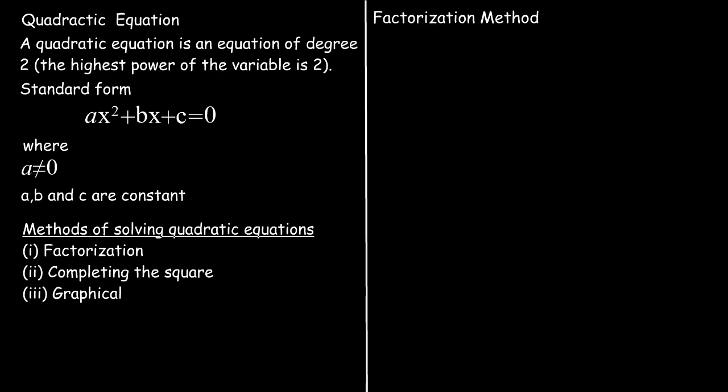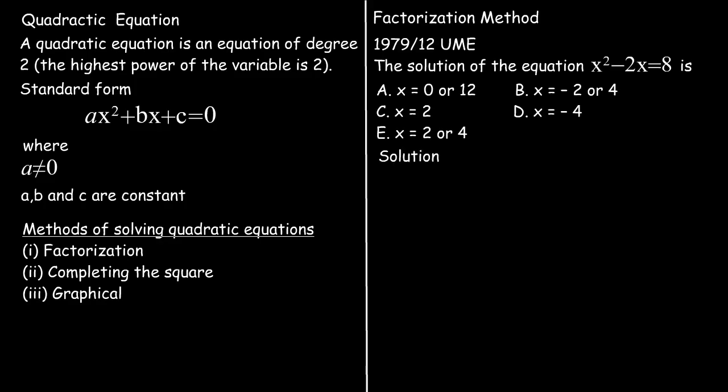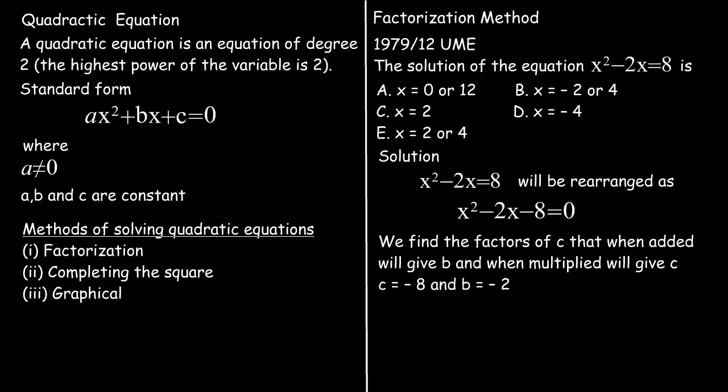Now for the factorization method, we have an example from UME 1979. It states that the solution of the equation x² - 2x = 8 is, and we're given the options. For the very first part of our question, we'll be arranging it to fit the standard form of a quadratic equation. So x² - 2x = 8 will be rearranged as x² - 2x - 8 = 0. At this point, we are going to be looking for two factors which, when we multiply them, give us -8, and when we add them, give us -2.